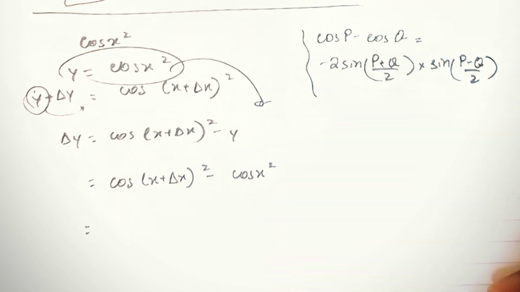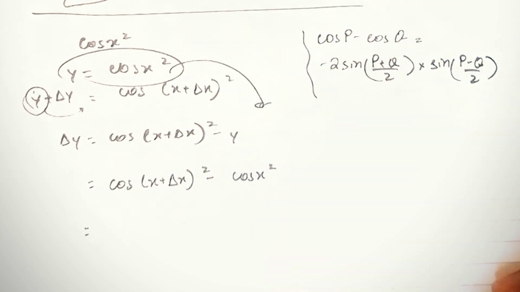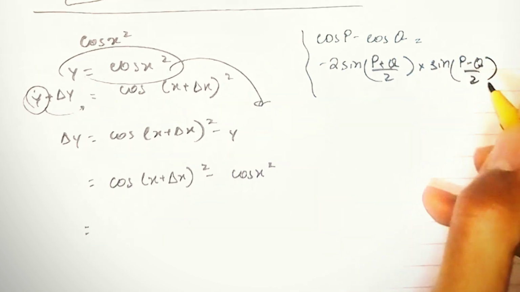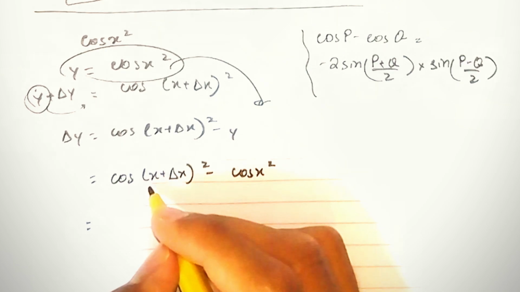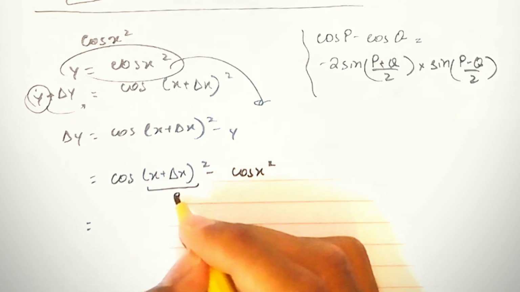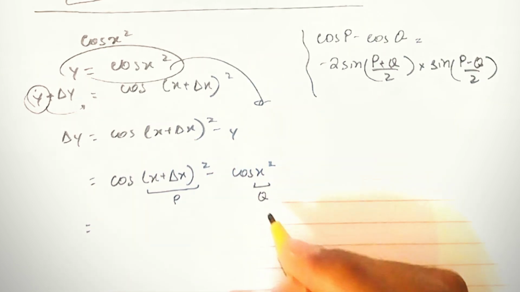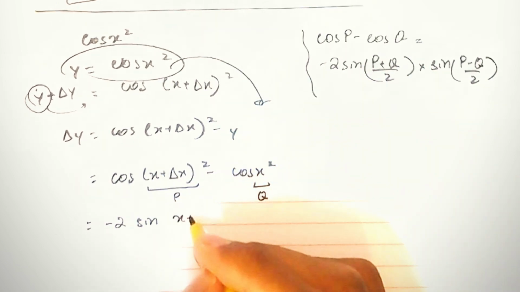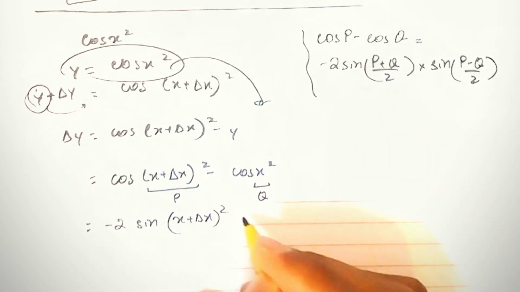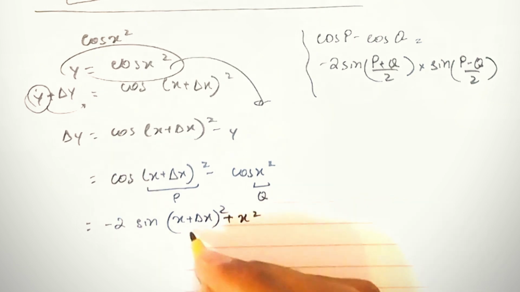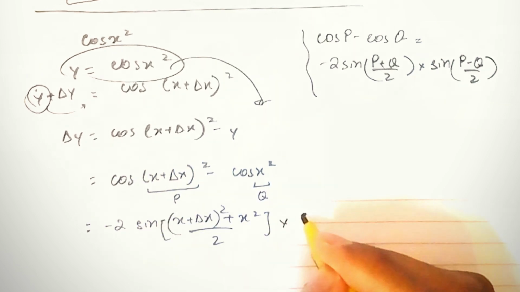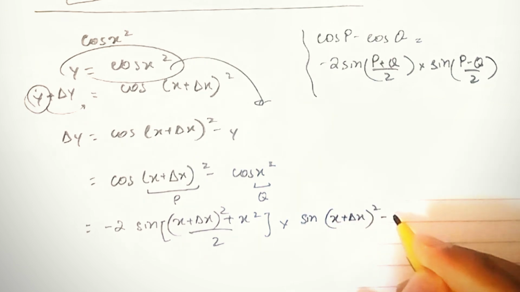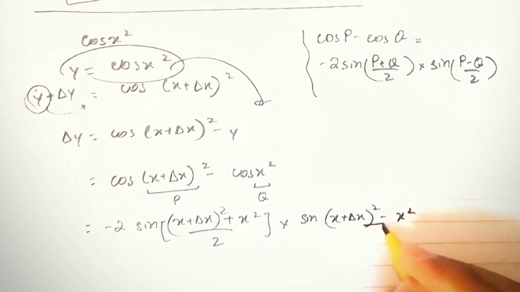So this is the identity that if we have cos p minus cos q, this would be equal to negative 2 sine (p plus q) divided by 2 multiplied by sine (p minus q) divided by 2. So over here we have (x plus delta x) whole square, it would be my p, and x square would be my q. So I can write minus 2 sine, what is my p? It is (x plus delta x) whole square plus q, that is x square, divided by 2 multiplied by sine (p minus q). P is (x plus delta x) whole square minus q. Q is x squared, divided by 2.